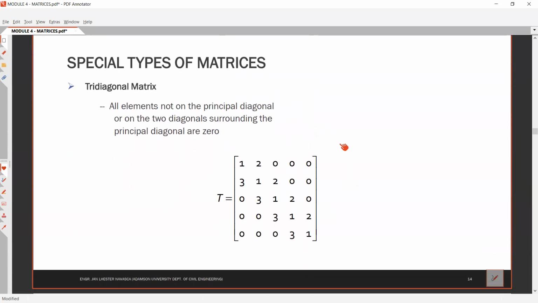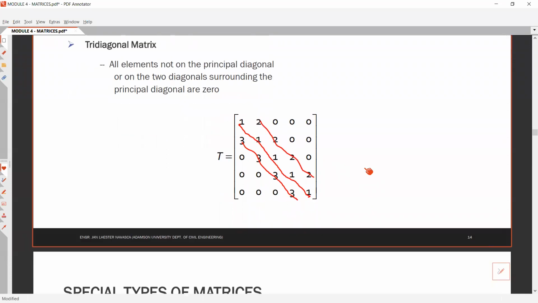So, for the tri-diagonal matrix, ito naman yung all elements not on the principal diagonal or on two diagonals surrounding the principal diagonals are zero. So kung mapapansin nyo, kaya siya tinawag na tri-diagonal matrix. Ito, diagonal. Ito, forming also a diagonal. And dito, also diagonal. Then yung non-diagonal natin are all zero. So ang tawag dyan is tri-diagonal matrix.